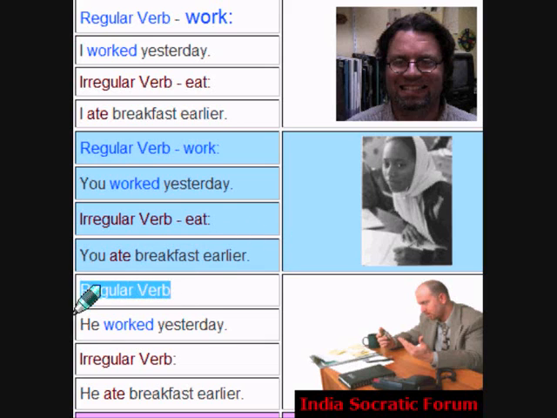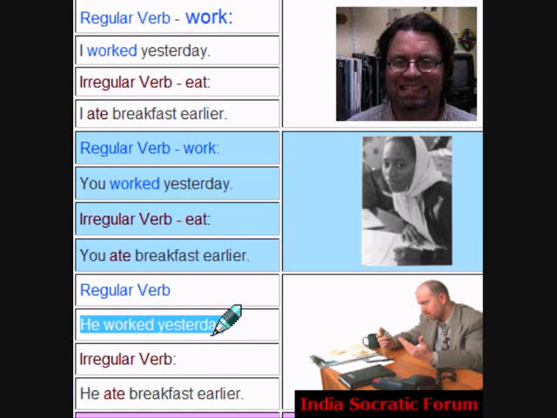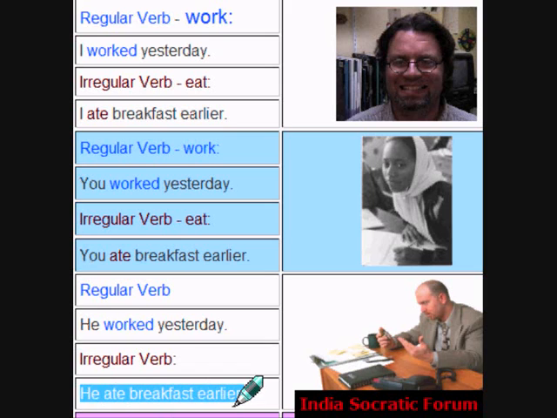Regular verb, we will use for the subject he. He worked yesterday. For the irregular verb, the usages. He ate breakfast earlier.